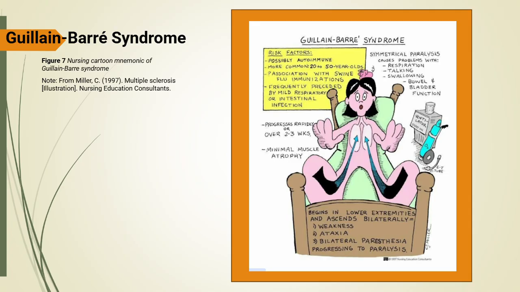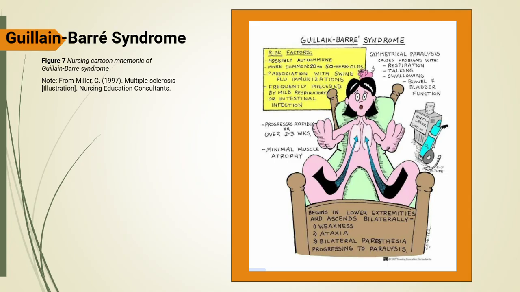The cartoon of the patient in bed shows that symptoms begin in the lower extremities and ascend upward, which is a hallmark of Guillain-Barré syndrome. Early symptoms include weakness, difficulty walking, and bilateral paresthesia, such as tingling or numbness. As the condition progresses, weakness can spread to the arms, trunk, and face. Some patients develop ataxia or difficulty coordinating movements due to damage to peripheral nerves.